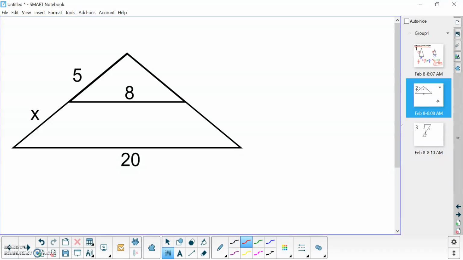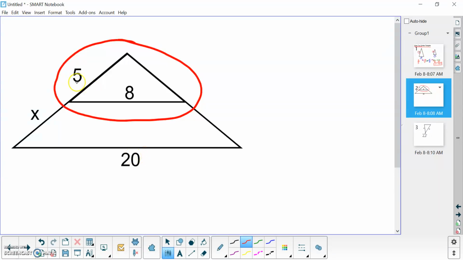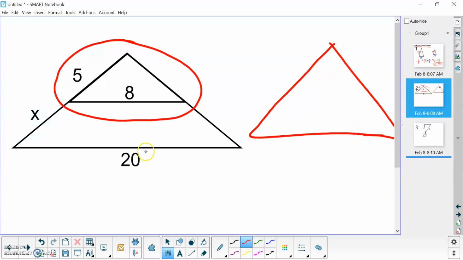What I would suggest here is that you redraw one of the triangles. So here I have the smaller of the two triangles with the sides of 5 and 8. If I think about the bigger triangle, what sides does it have? The 20 down here is the 20 here. But how long is this side?